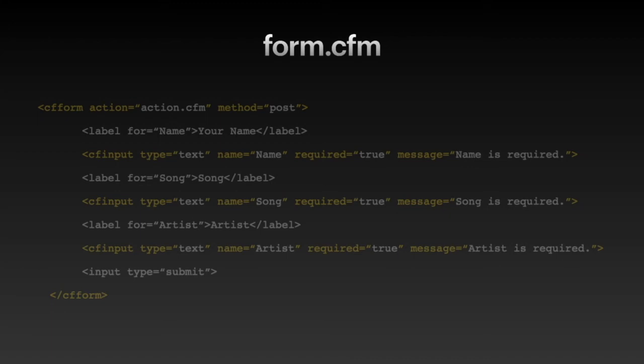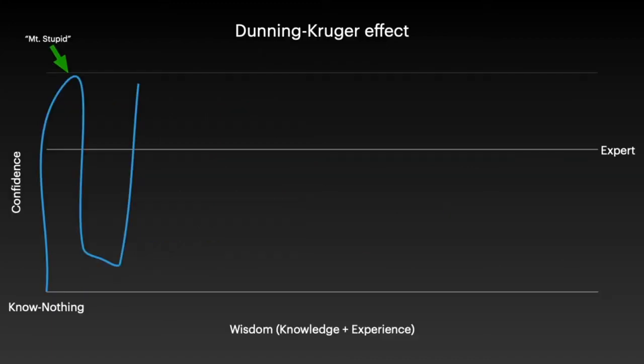So going back to my Dunning-Kruger effect, I had gone from the top of Mount Stupid down into the Valley of Despair, and now here I am again on what I like to refer to as Mount Stupid, the sequel. Because truth be told, I was not a ColdFusion expert at this point. I didn't have enough knowledge and experience to be able to consider myself an expert in the field, but I knew enough that my confidence was way up, I can tell you that.